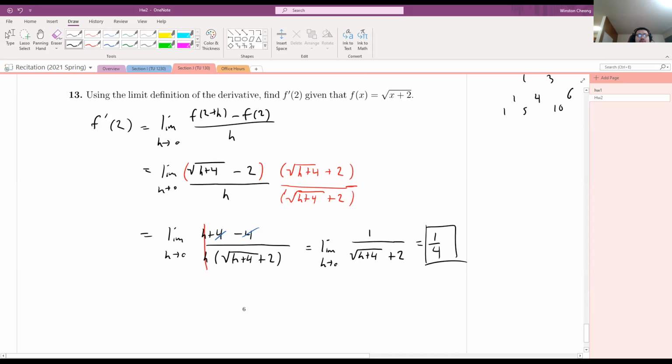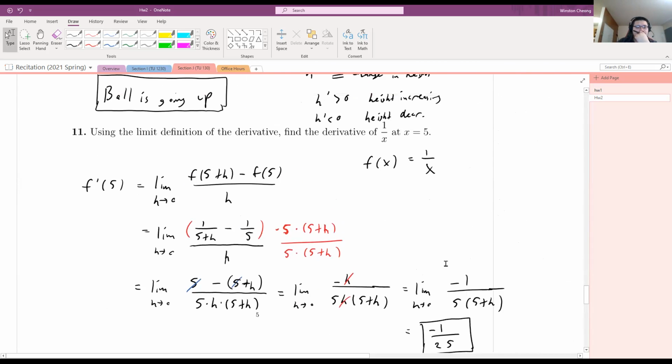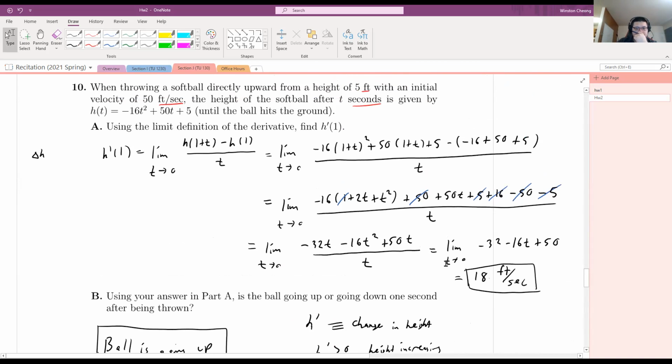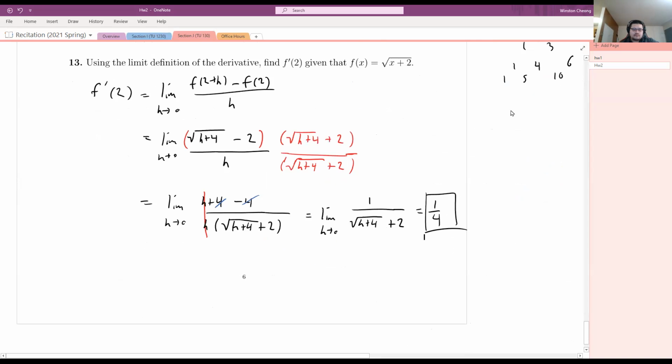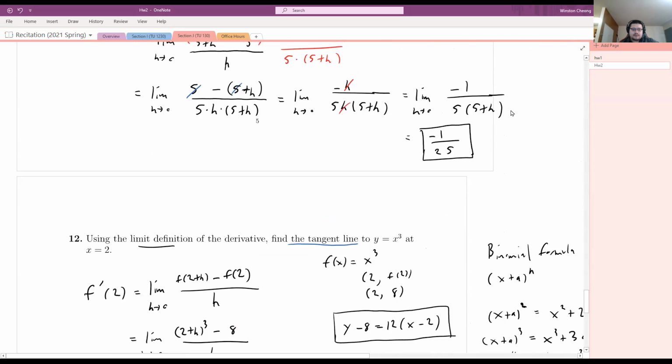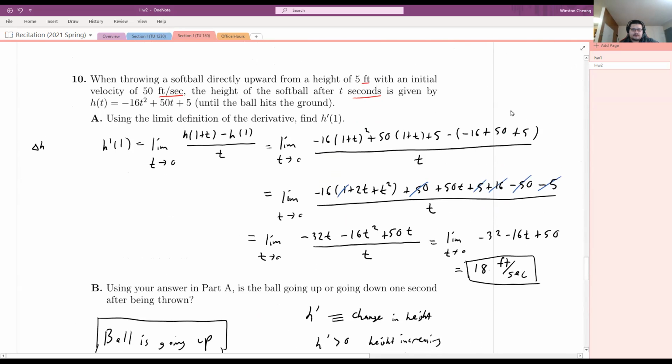I had a question on number 10. Okay. Just a quick question. So we got 18 feet per second, right? Okay, and that's like our slope right in that moment. Yeah. Okay. That was just my question. I just want to make sure I'm thinking about this right.